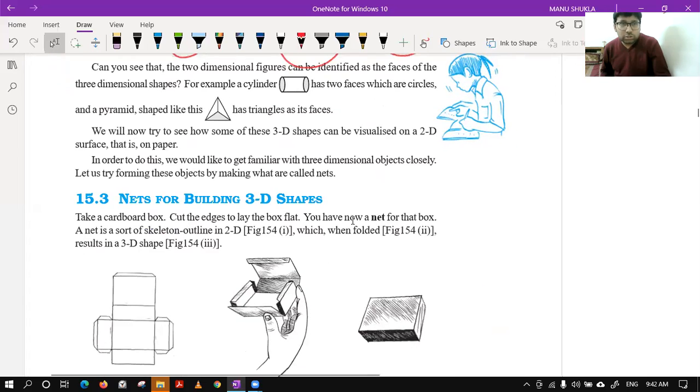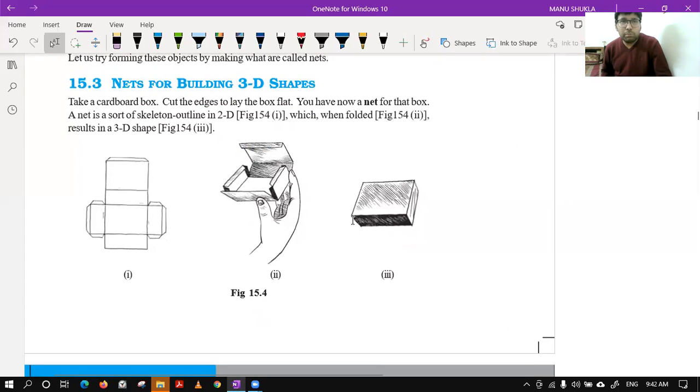Now the next concept is nets for building 3D shapes. This also we have done as an activity. You can see the matchbox that we are having at our homes. This particular person has opened it, and when you fold it, you will get the same figure back. So nets are 2D figures. Nets are the 2D form of a 3D shape.